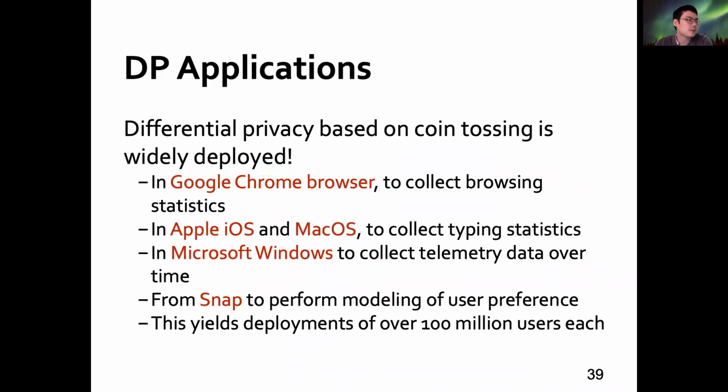All right. So finally, let's look at some applications of DP, differential privacy. This is actually already widely deployed. For example, in Chrome, it's used to collect browsing statistics, because Google wants to know, say, whether 1 million people visit that YouTube page. But you don't want Google to tell others which page you visited.